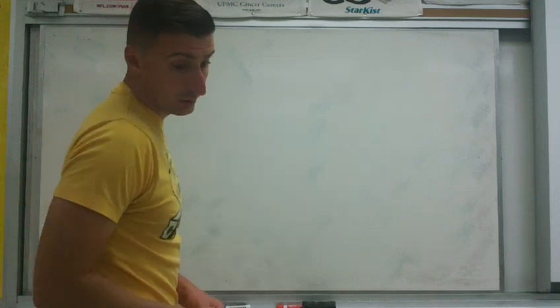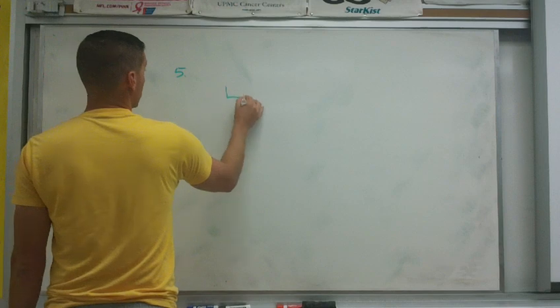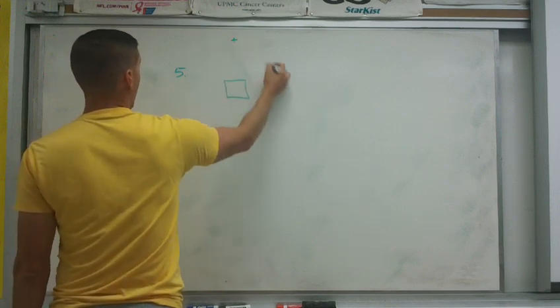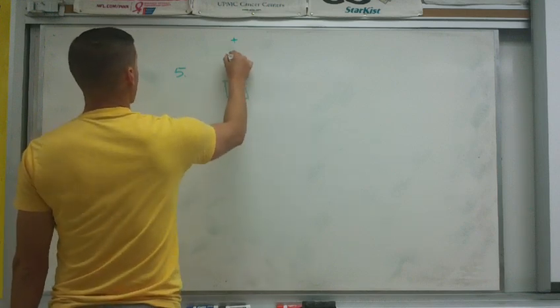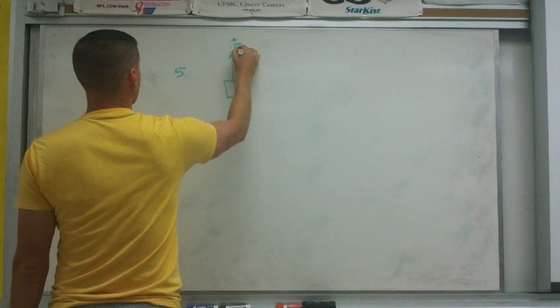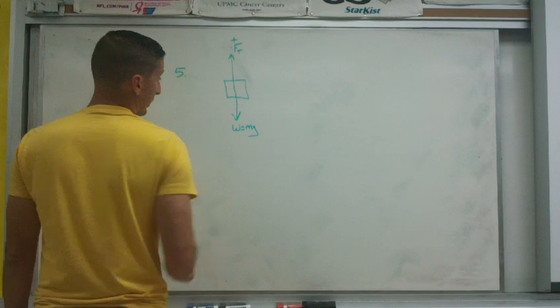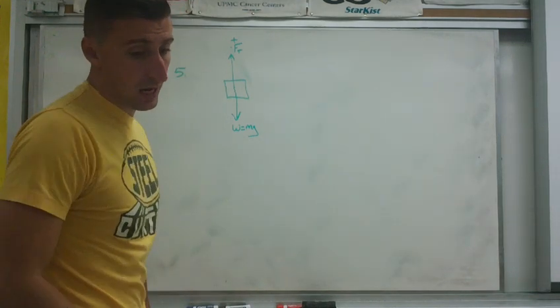So what is this? Number 5? Bucket, attached by a cord, is going to be pulling it up. So up is positive. It's not moving left or right, so I don't even need to do that. The tension in the rope we'll call Ft, and we'll call the weight mg. Only two forces are acting: tension pulling up, and the weight pulling it down.